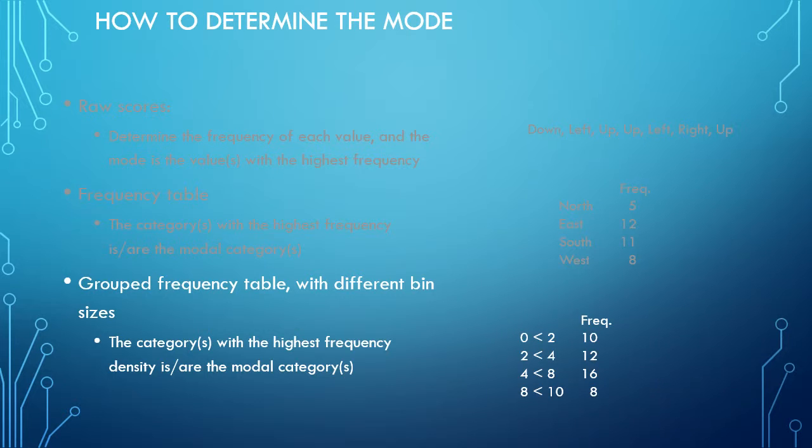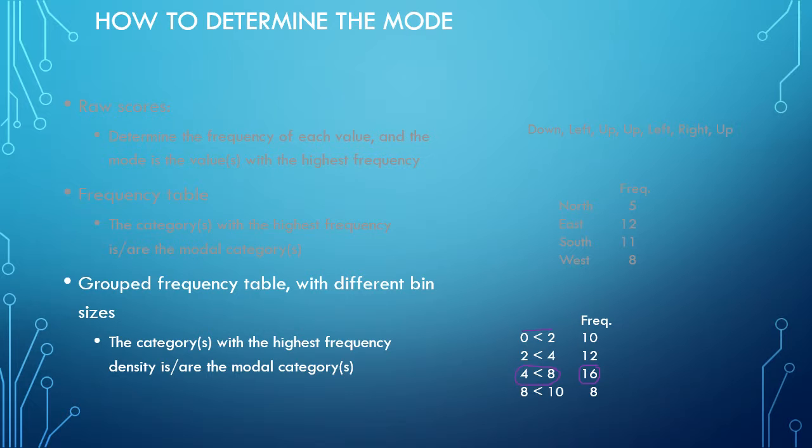So if these are my bins with frequency 10 for the first one, 12, 16, and 8, then at first you might think, well, 16 is the highest frequency, so 4 but under 8 would be the mode. But 4 but under 8 is also one of the largest categories, so it's a bit unfair to compare them like this. So instead we actually divide the frequency by the bin size. So the bin size is the upper bound minus the lower bound. So for the first one, 2 minus 0 would be 2.